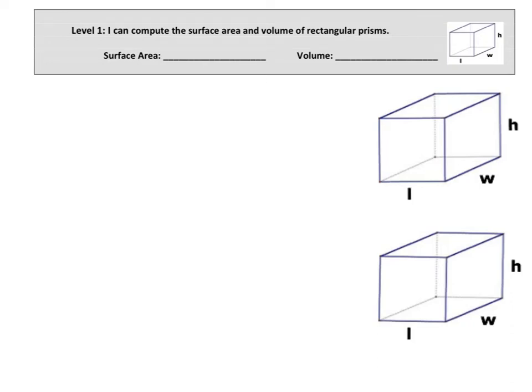In level 1, we will be finding the surface area and volume of rectangular prisms, which is just a fancy way to say box. So anything shaped like a box. And so let's talk about where the formulas come from.